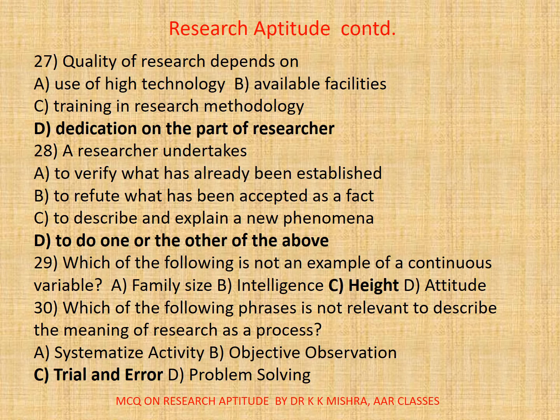28. A researcher undertakes A. To verify what has already been established, B. To refute what has been accepted as a fact, C. To describe and explain a new phenomena, D. To do one or the other of the above. Correct option is D. 29. Which of the following is not an example of continuous variable? The correct option is C. Height. 30. Which of the following phrases is not relevant to describe the meaning of research as a process?